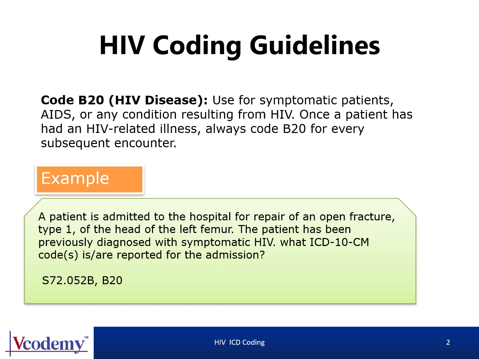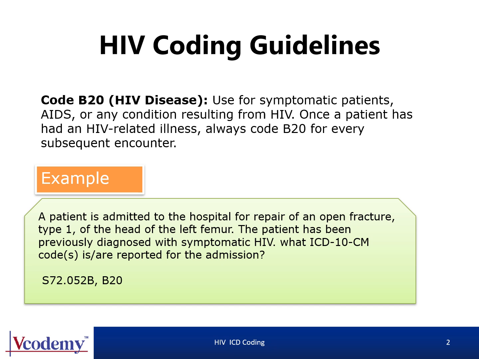So use the B20 code only for symptomatic patients or any conditions resulting from the HIV, or if the term AIDS is there in the medical record. Once a patient has an HIV related illness, always code B20 for every subsequent encounter. A patient who's been coded as B20 will never revert back to Z21. Hope that is clear.